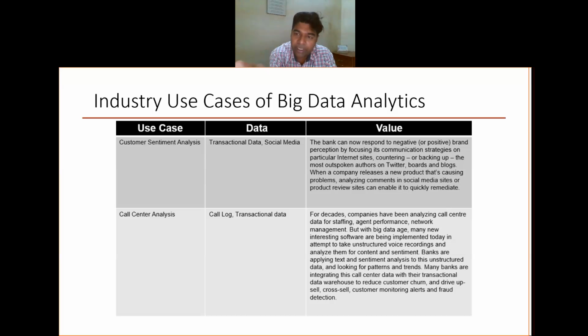Like in the banking sector, you just have to see that when we order food online and give feedback using Twitter, we get an immediate response. They consider this response as positive or negative feedback, and try to improve the service accordingly. So this is one example of customer sentiment analysis.